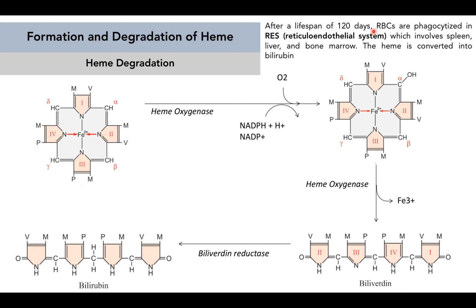Basically, red blood cells will be phagocytized, or eaten, by our phagocytes in the reticuloendothelial system, and that would mean the spleen, liver, or bone marrow. So what happens in this RES system? What happens to the red blood cells? Well, basically the heme group of the red blood cells is converted into bilirubin. So that's how we get rid of heme. We have to first break the heme down into bilirubin.